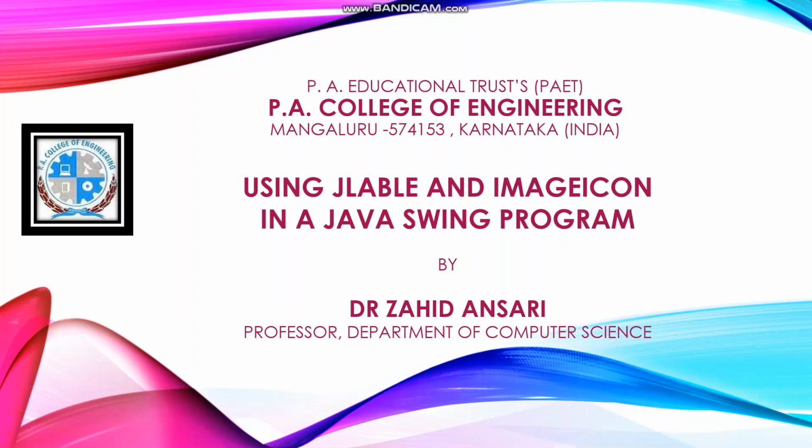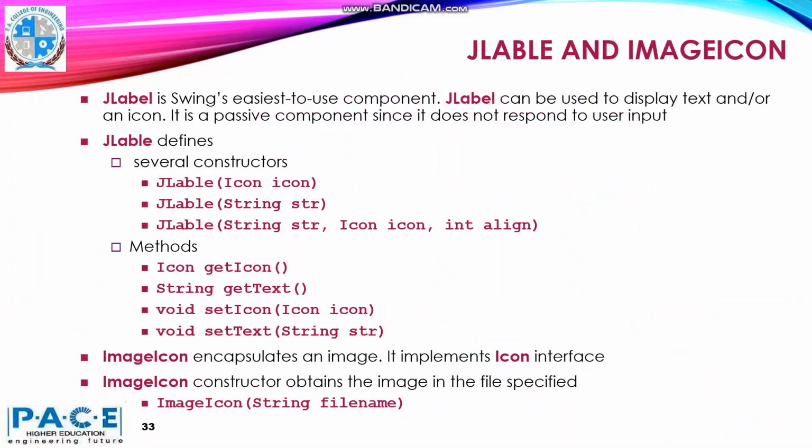In this video, I'll discuss how to use JLabel and ImageIcon in a Java Swing program. JLabel is Swing's easiest to use component. JLabel can be used to display text or an icon, or you can display both text and icon. It is a passive component since it doesn't respond to the user interface.